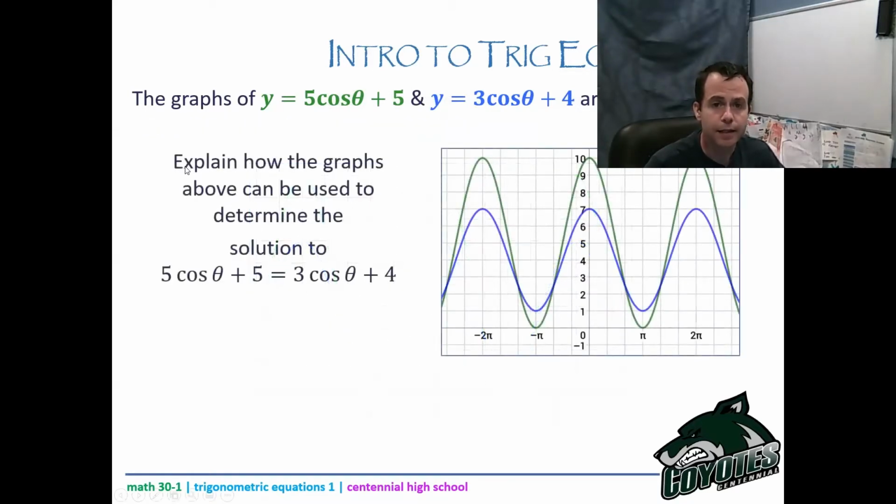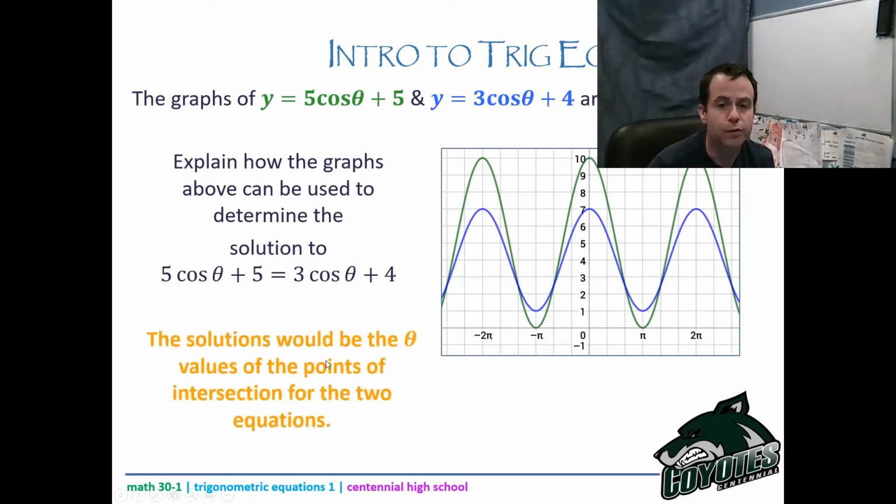The next one says, explain how the graphs above can be used to determine the solution to 5 cos theta plus 5 equals 3 cos theta plus 4. Well, you guys have been doing this for the last couple of years. When we're solving, left side is one equation, right side is the other equation. If we were going to do that in a graphing calculator, what would we look for? We would look for the x value at the point of intersection. So that's all we would do here. The solutions would be the theta values. Theta is just x at the moment. The theta values of the points of intersection for the two equations.